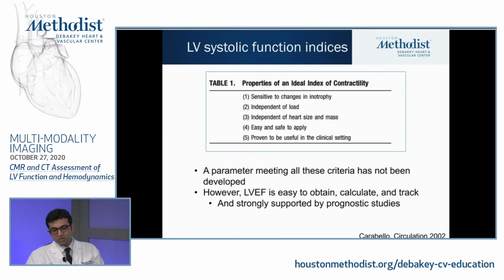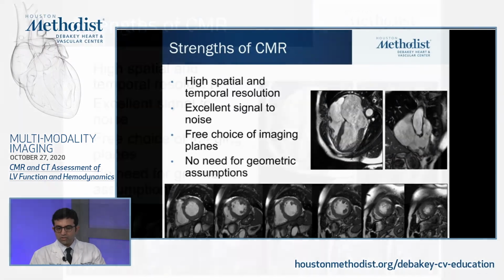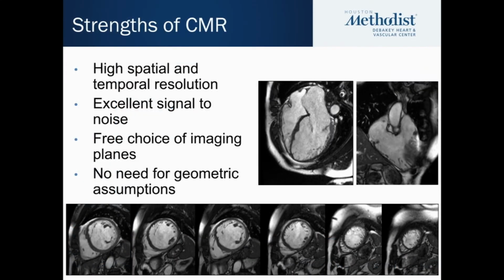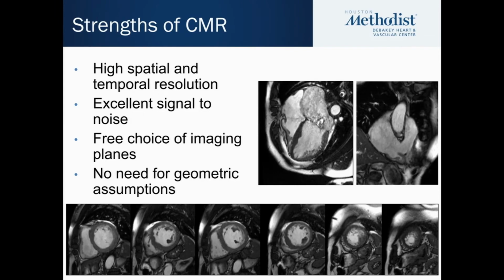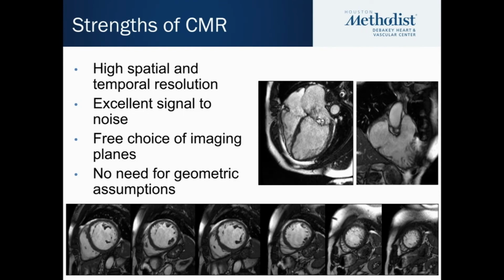But as we've discussed, the ejection fraction is very easy. You can obtain it easily, you can calculate it easily, and you can track it over time. And we'll discuss the issues with variabilities that Dr. Chang alluded to. And it's strongly supported. Time and time again, low ejection fraction, bad outcome. So if we're going to sort of live and die by ejection fraction, I'm going to discuss how CMR may be one of the most ideal or most effective ways to track ejection fraction and calculate it.